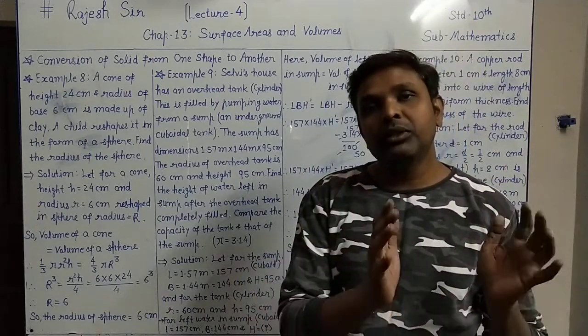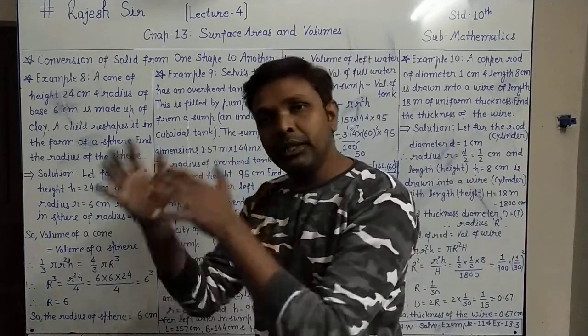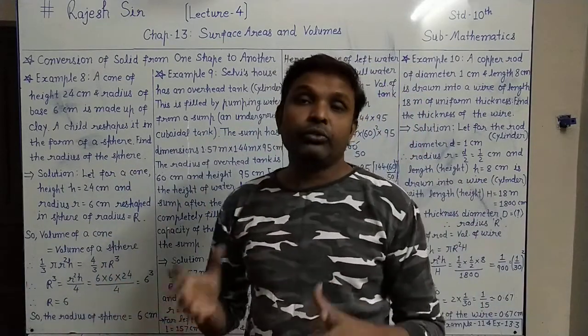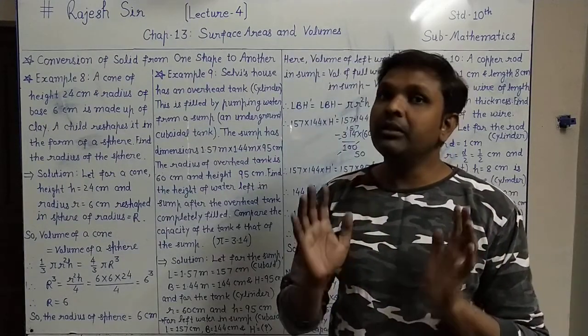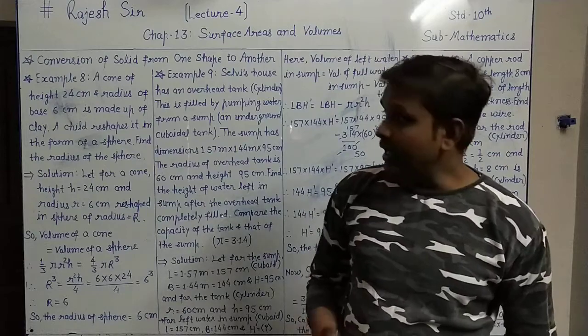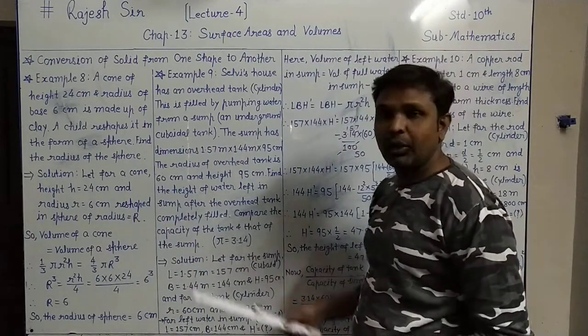If some solid of one shape is molded and converted into another shape, we have to consider that the volumes will remain the same. Then we can easily understand, and we will do some examples to understand it well.